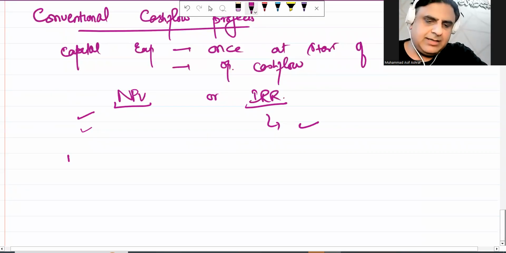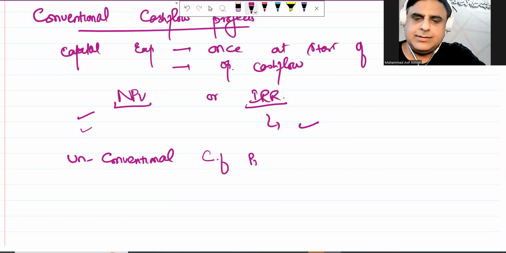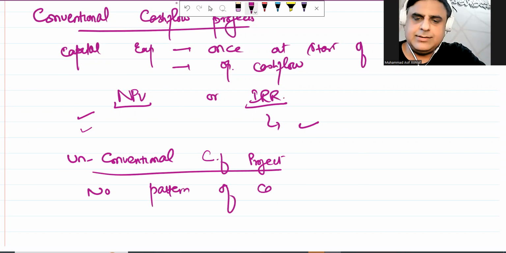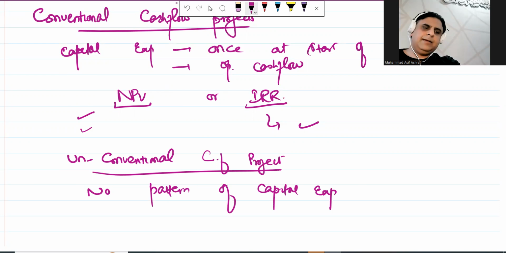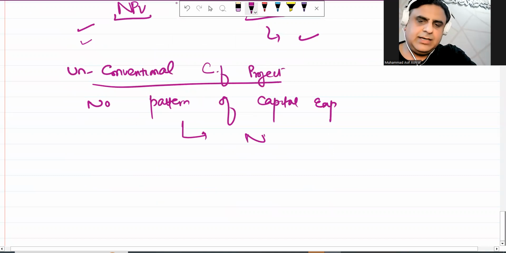But unconventional cash flow projects are the projects in which we have no pattern of capital expenditures. Meaning year zero capital expenditure, then multiple investments or multiple capital expenditures are there. So in this case also we need the NPV method.